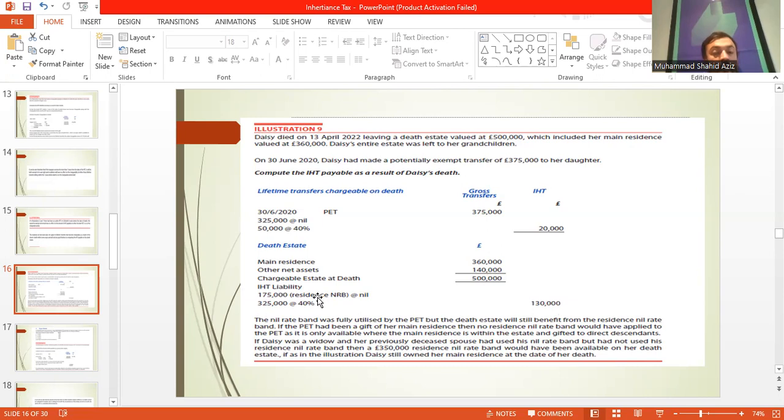So as I told you, this residence nil rate band is not available during a lifetime transfer. And here you can see this 20,000 pounds, this full amount needs to be paid because she did not survive for more than 3 years after giving a gift. So there is no taper relief available. We will see an example of taper relief now in a minute.